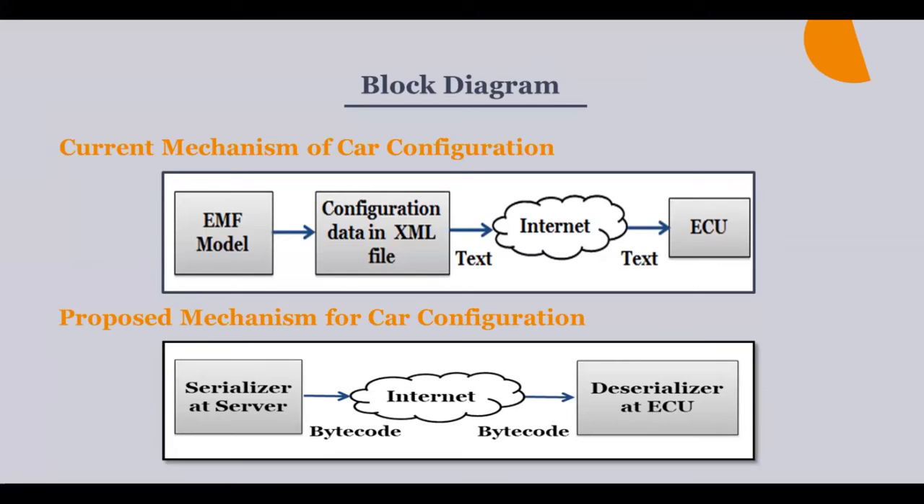Now, if we replace this EMF model with a serializer at the server side, which will, with the help of protocol buffer, serialize the configuration data, convert it into bytecode, and then send to ECU. Instead of receiving text, ECU is now receiving bytecode. So decoding bytecode, or a stream of bytes, in simpler words, is easier for ECU than the text. This will speed up the configuration process and take very little space in ECU software.